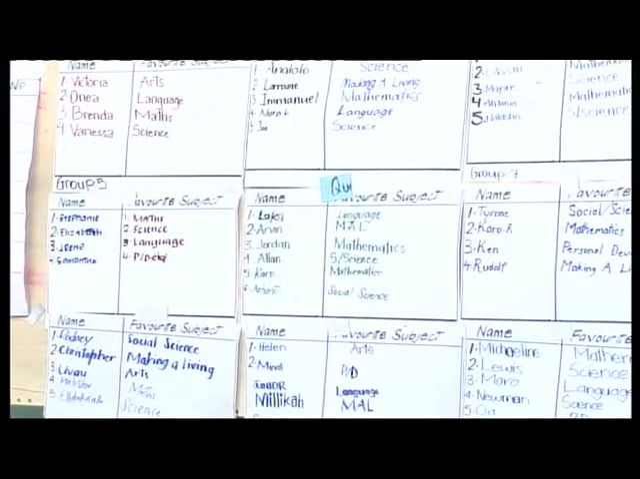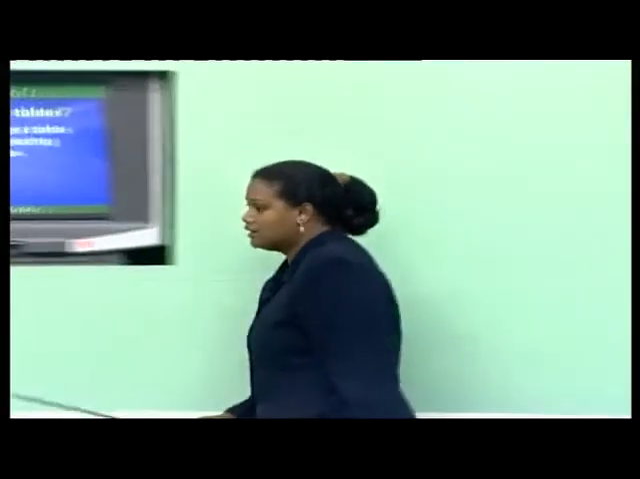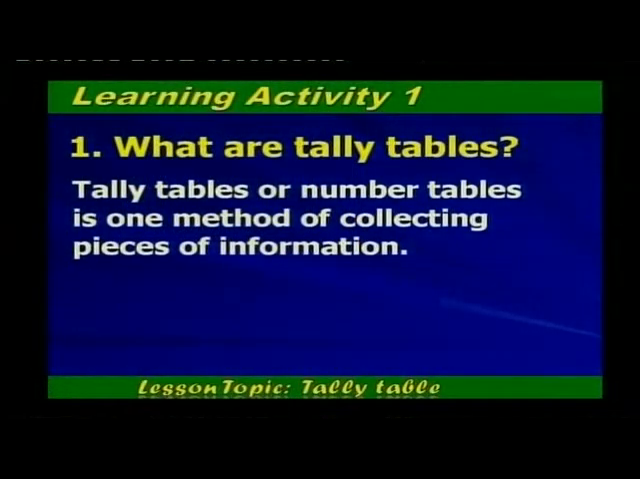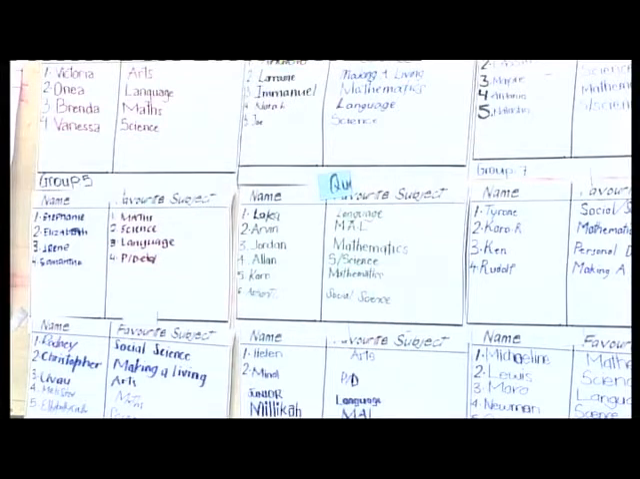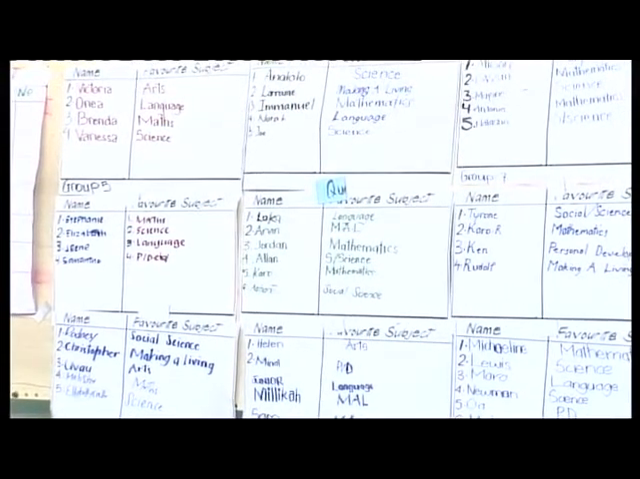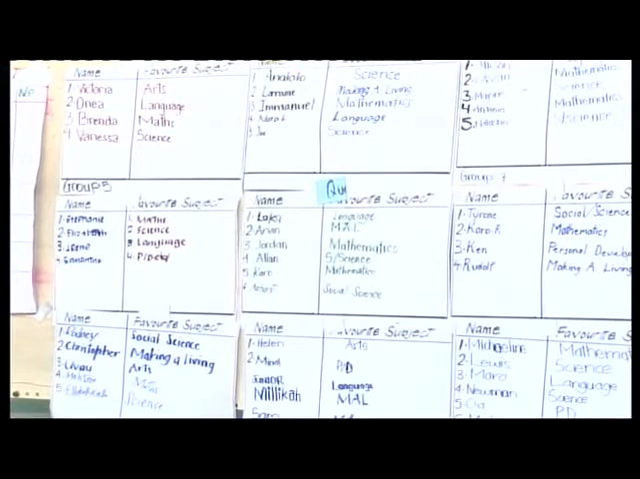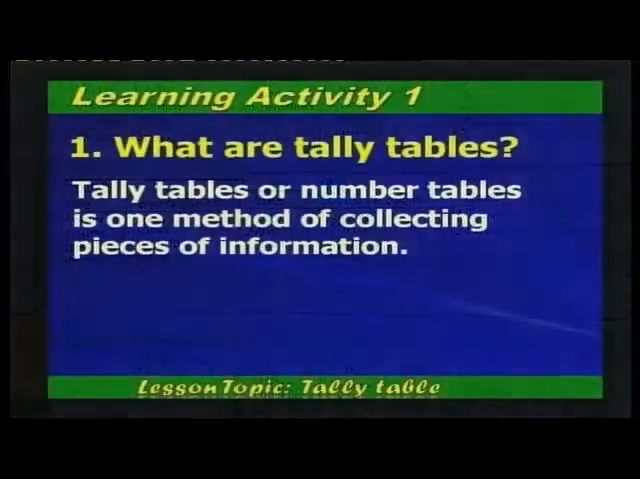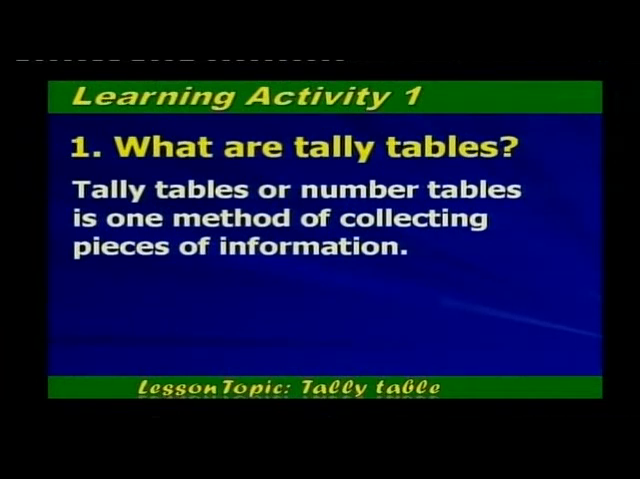Now, let's just look at what tally tables are. As you can see, tally tables or number tables are one method of collecting pieces of information. So from the information that you have given, we are going to make a tally. Now, do you know what a tally is? Or do you know what a tally mark looks like? Receiving student?